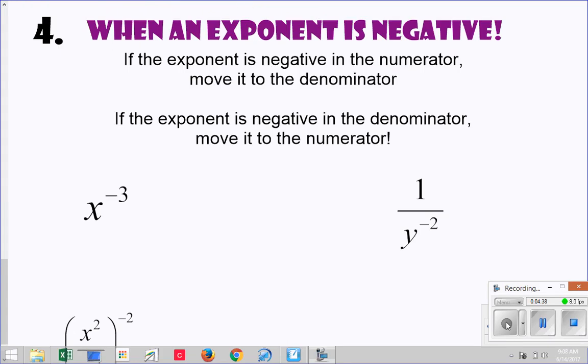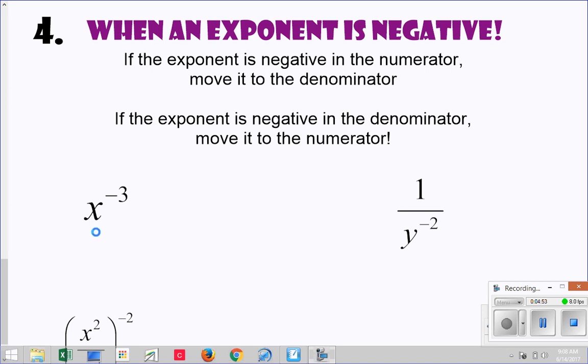Last, let me remind you what happens when the exponent is negative. So if the exponent is negative in the numerator, it moves down to the denominator with a positive exponent. If the exponent is negative in the denominator, it moves up to the numerator with a positive exponent.